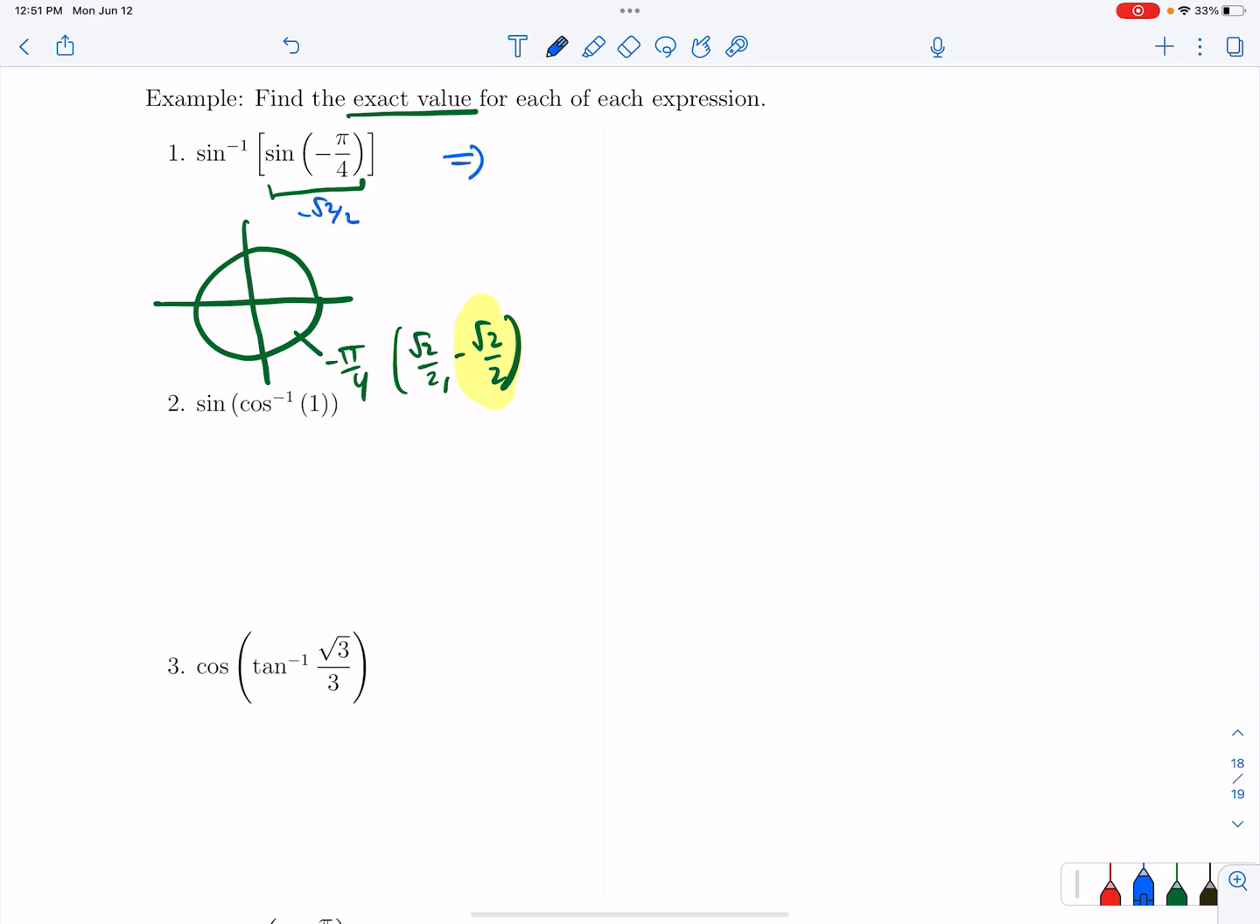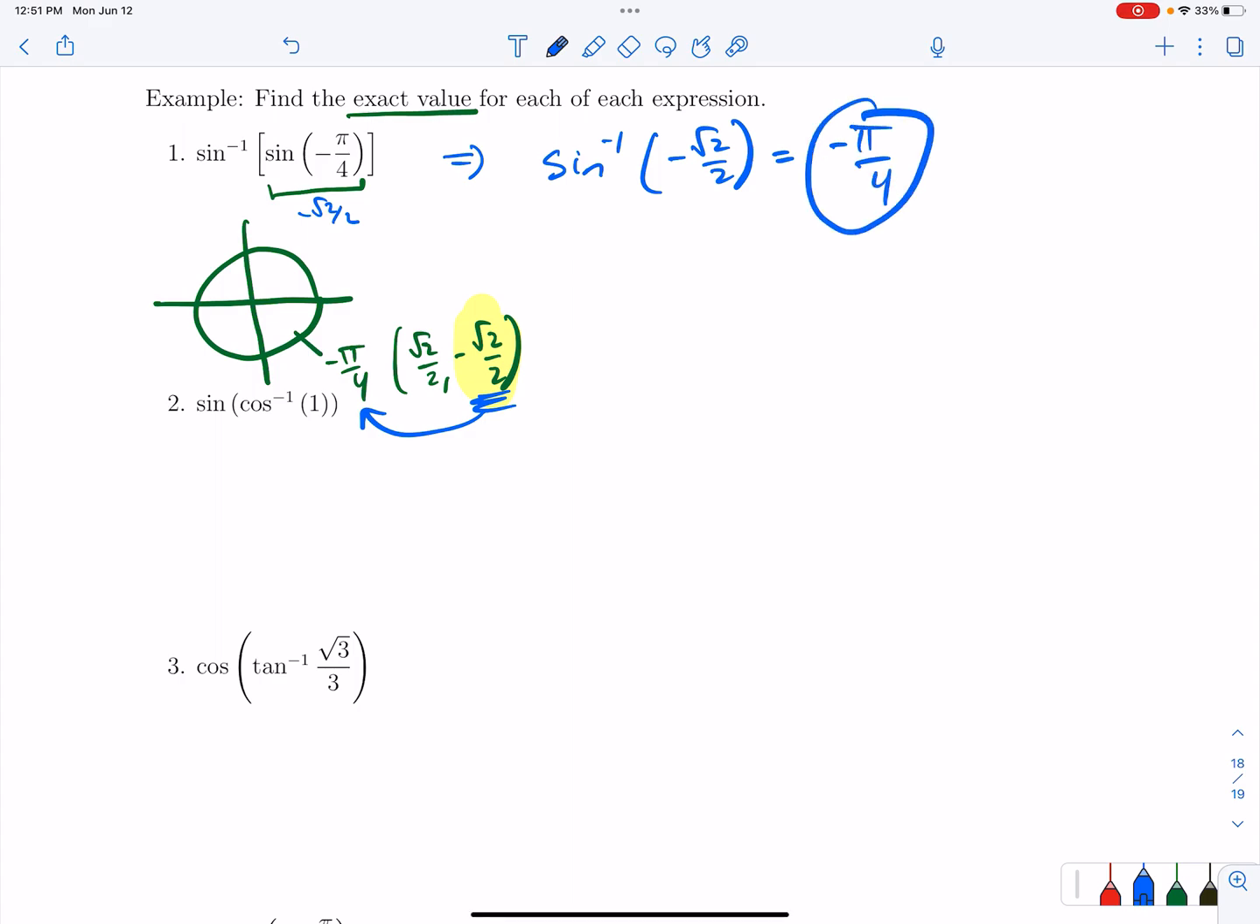So now this is saying find sine inverse of negative root 2 over 2. And now we're just going the opposite way. Now it's saying what angle gives me a sine value of negative root 2 over 2? Well, I'm kind of just going back to where I started. It's this angle right here. So in this particular instance, we end up where we started. That will not always be the case when we do the original function with its inverse, but it is in this case.